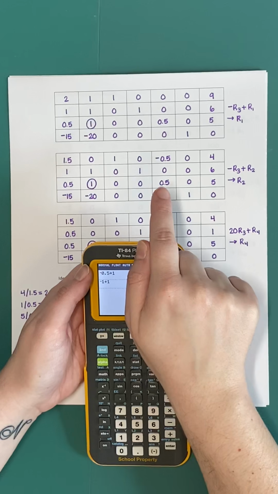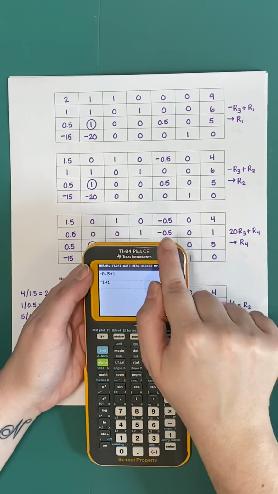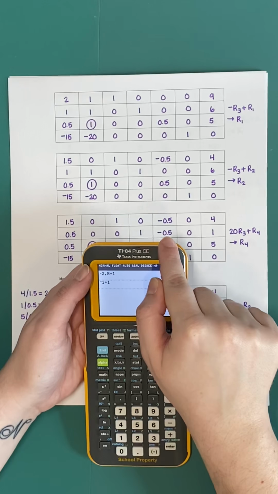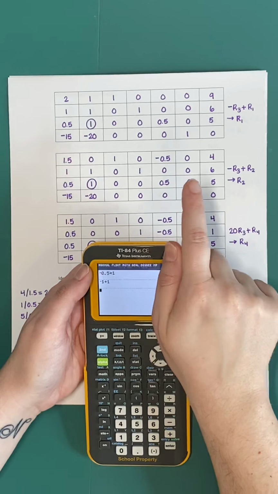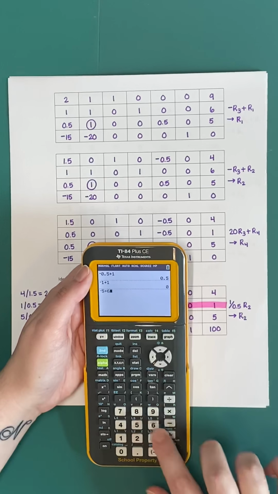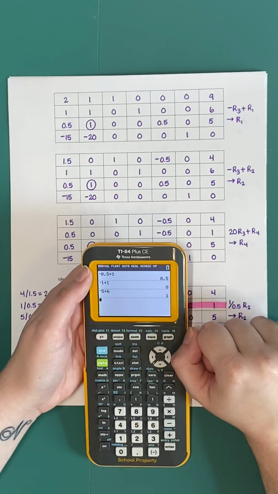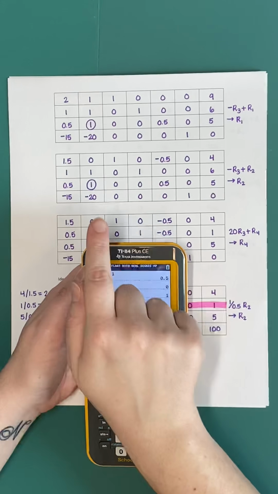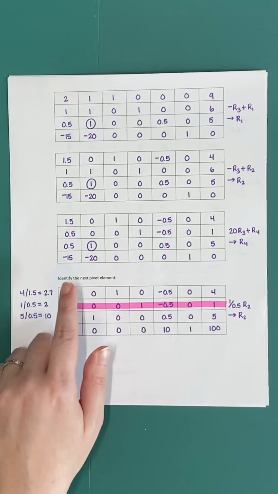Negative 0.5 plus 0 is going to be negative 0.5. Negative 0 plus 0 is going to be 0. And then negative 5 plus 6 is going to be 1. So that element becomes a 1. Okay, so that clears that additional 1 above our pivot element.